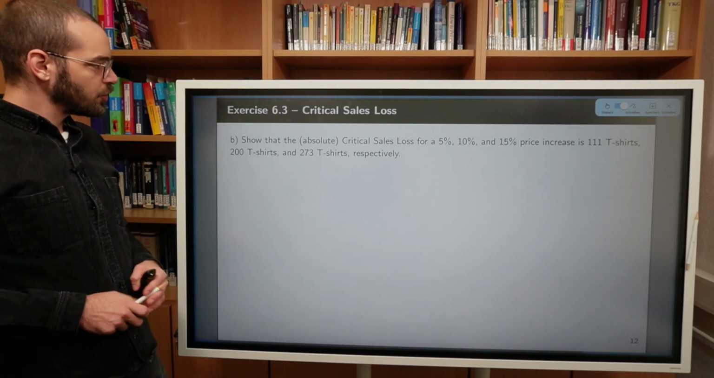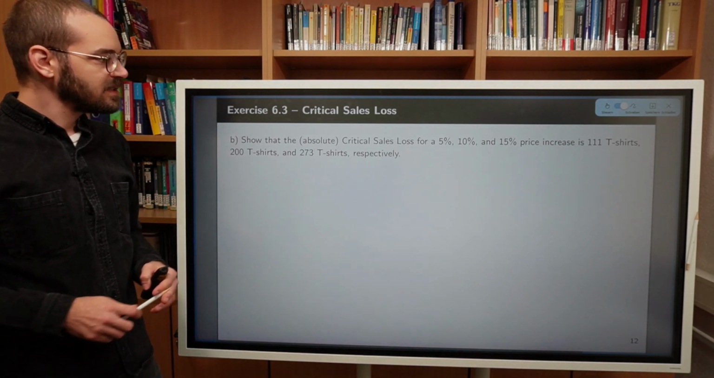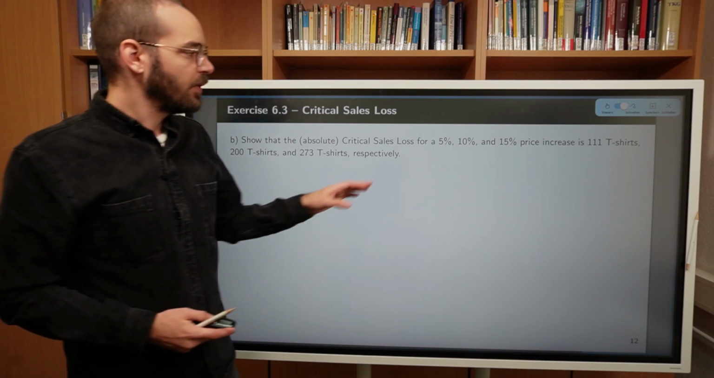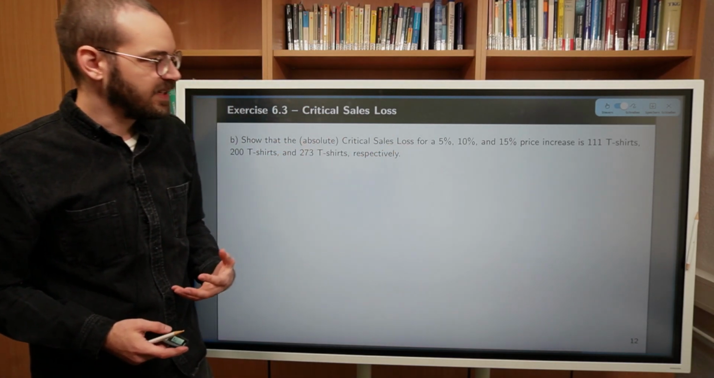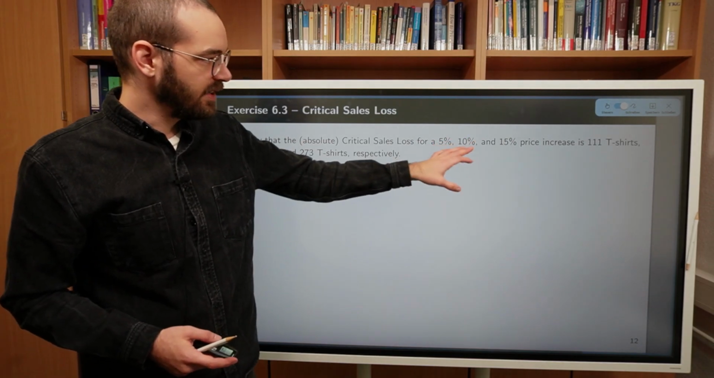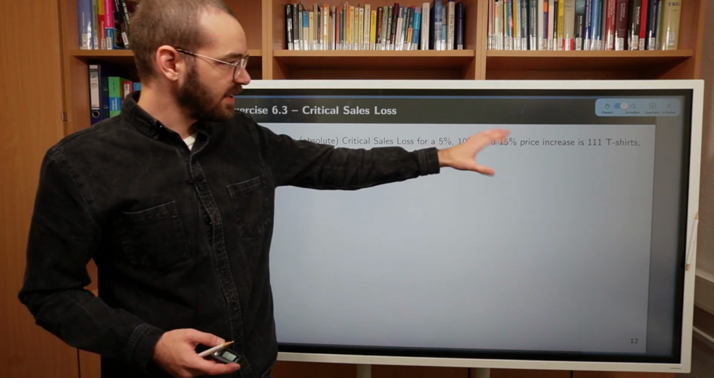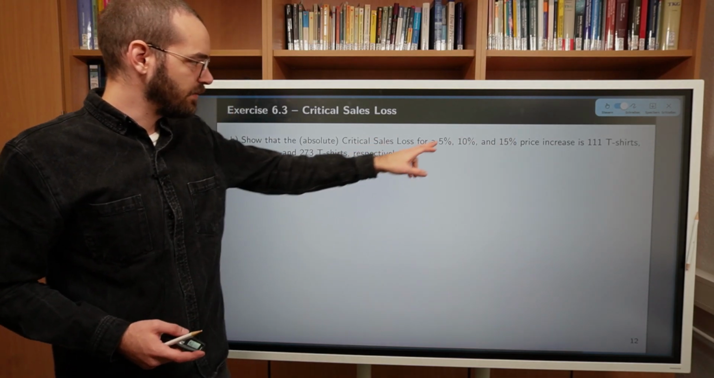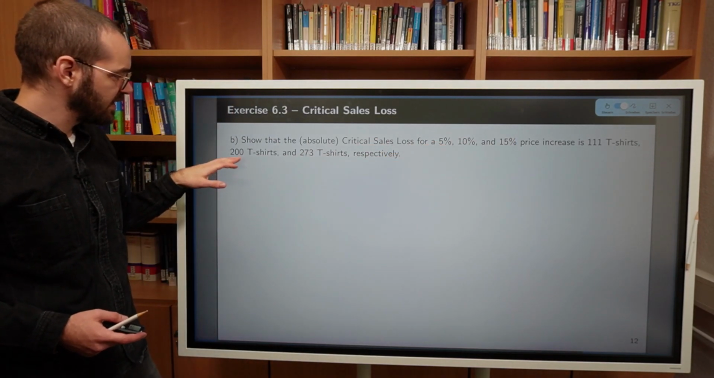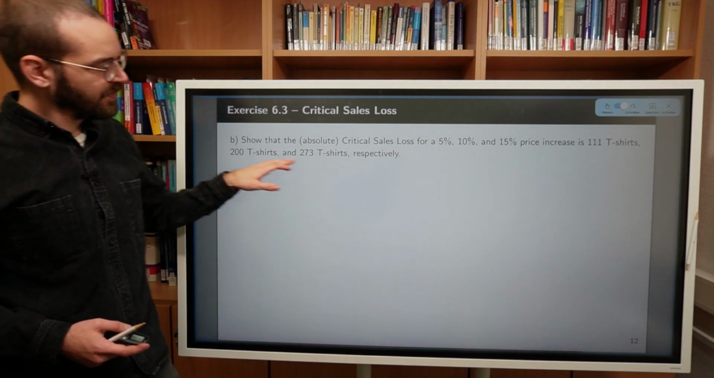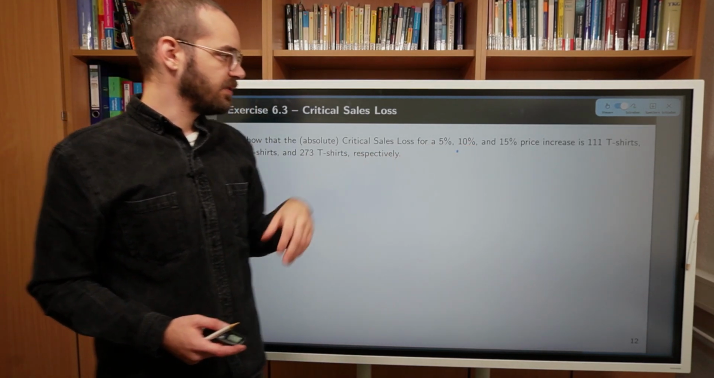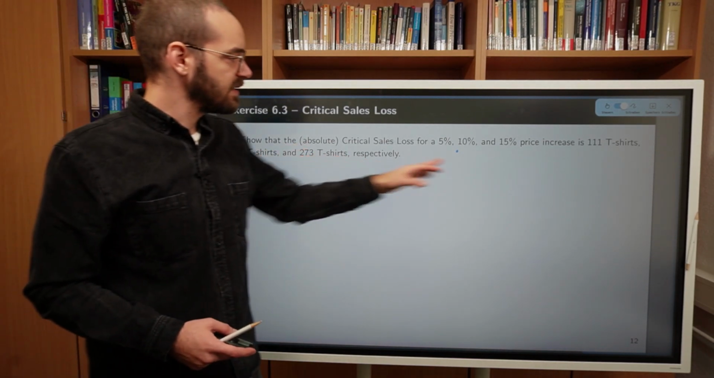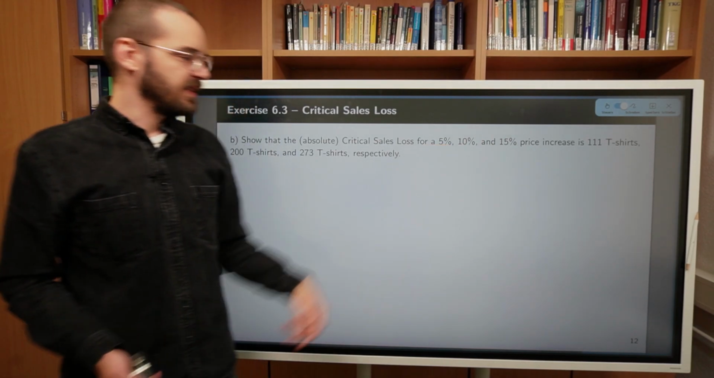We are now asked to show that the absolute critical sales loss, so we are talking about absolute quantities, not relative quantities, for a 5, 10 and 15% increase is, and then we already are given the results we are asked to check. So 111 t-shirts in the case of a 5% price increase, 200 t-shirts in case of a 10% increase, and then finally 273 t-shirts in case we have a 15% price increase.